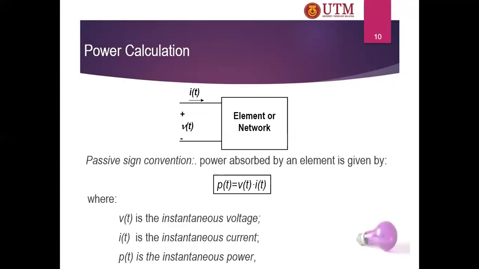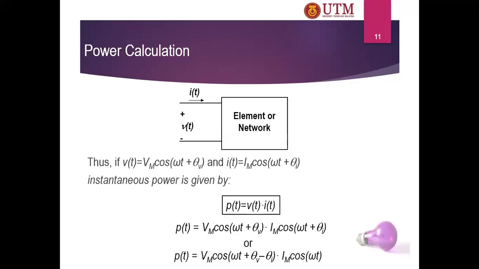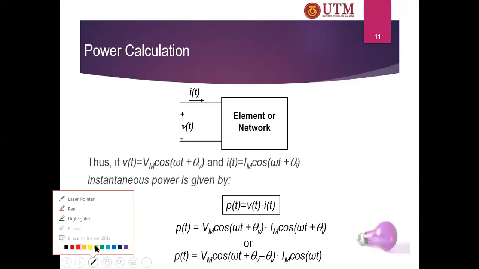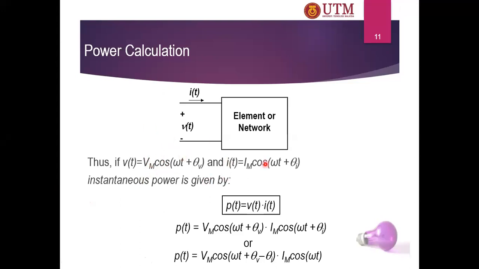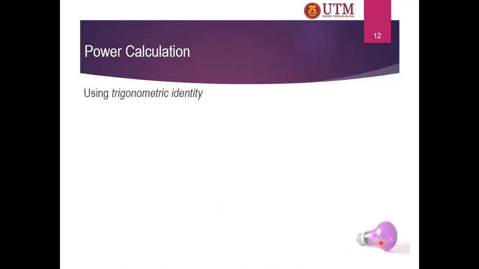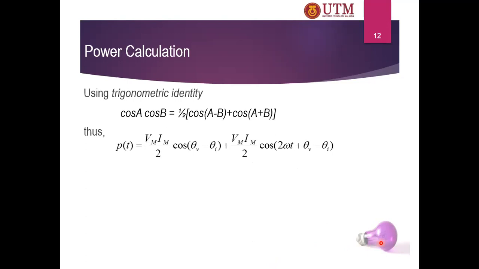When the voltage is a cosine function and the current is also a cosine function, and v and i are multiplied, you will have these equations. p(t) is the instantaneous power, equal to this equation, or it can be written as the second equation when we refer to the current as our reference, so the angle theta I is transferred and it becomes theta V minus theta I. Further, using a trigonometric identity, we can expand the instantaneous power equation to this equation.